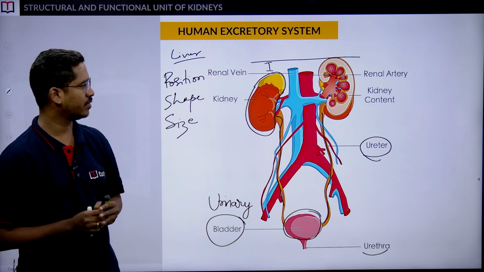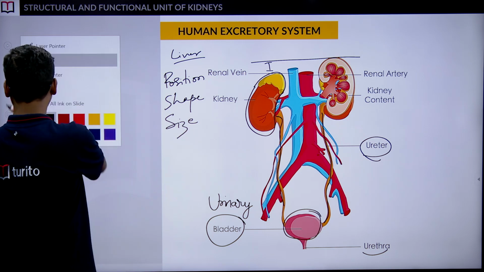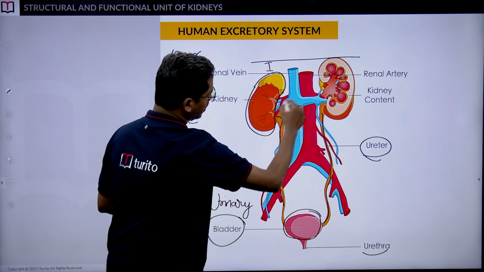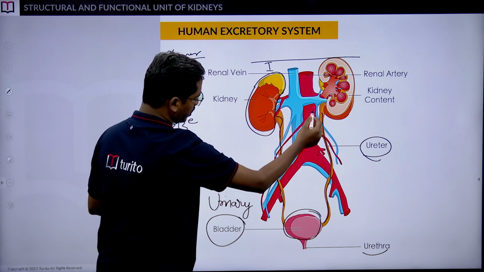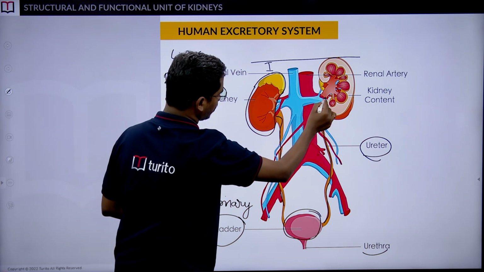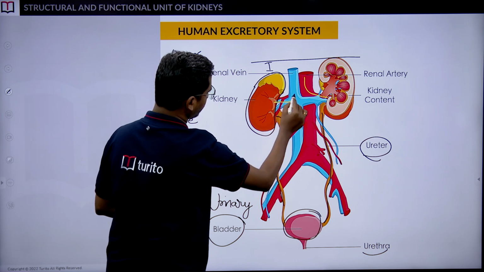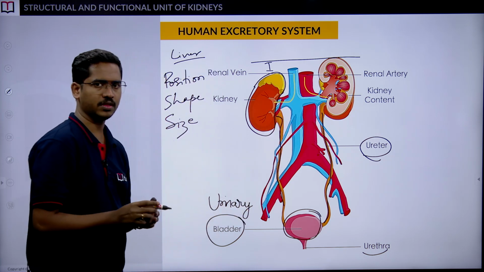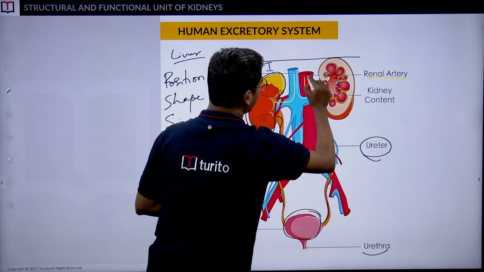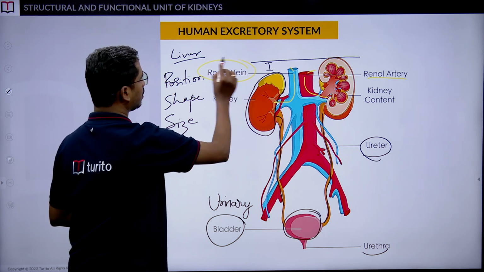Now, I want you to observe further. If you see here, I would like to highlight and show you. These are kidneys, and you get to see the presence of the arteries. There is the red color artery coming out from it and there is a vein coming out of it. Can you see that? That is actually the renal artery, the red color one, and the blue color one is actually the renal vein.